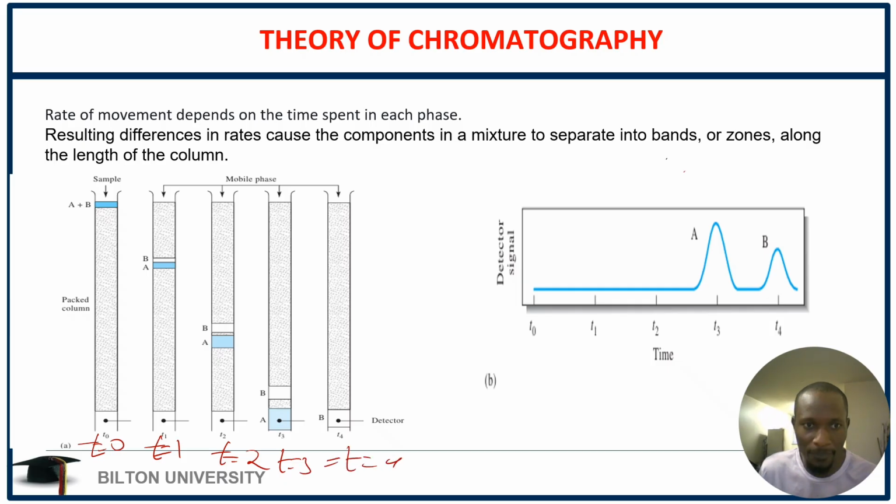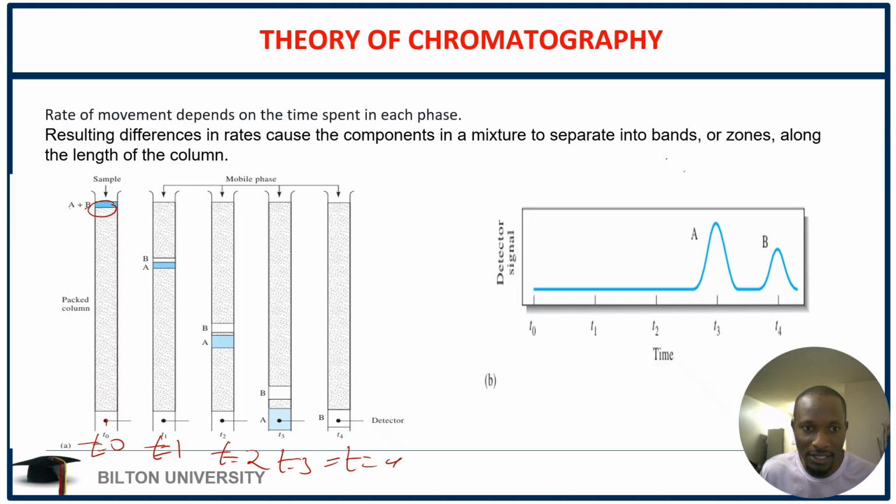T is equal to 4. Let's look at when t is equal to 0. At this point, we have just introduced our sample, and our sample is a mixture of A and B. Now, at t is equal to 0, all the components of the mixture are at the same point. And remember, this is our detector. So we are going to see which component in the mixture between A and B is going to reach the detector first. And why is it going to reach the detector first?